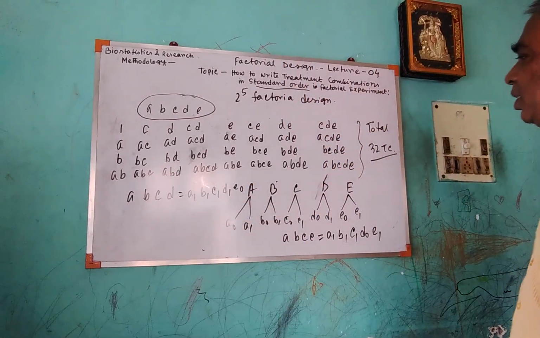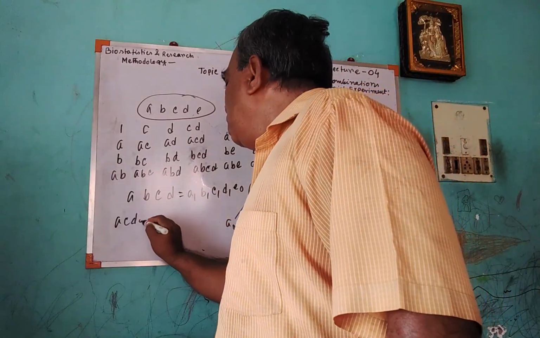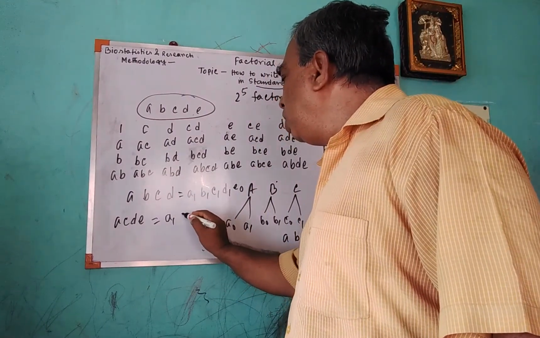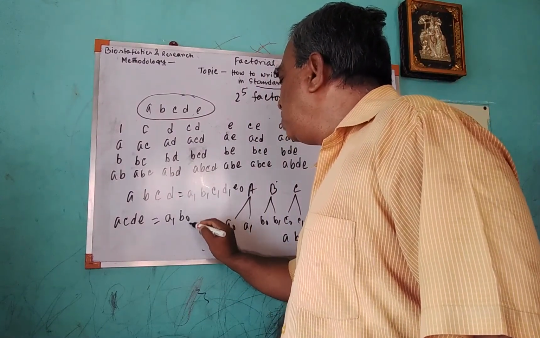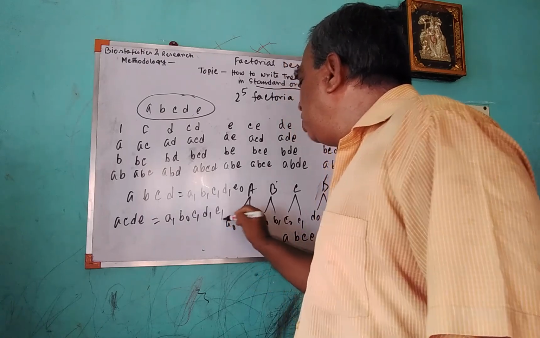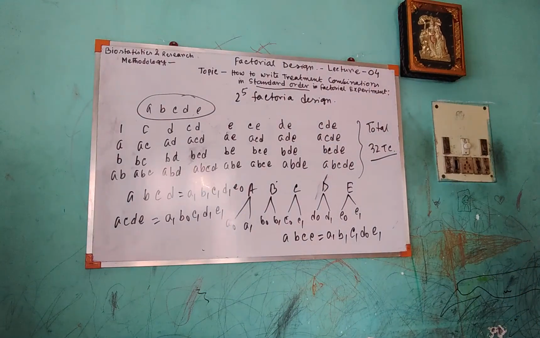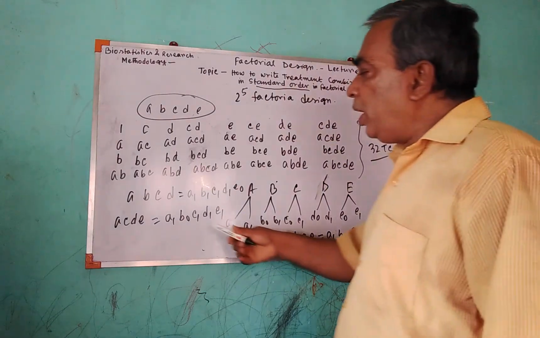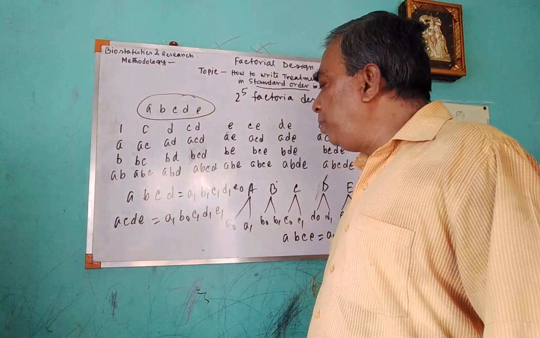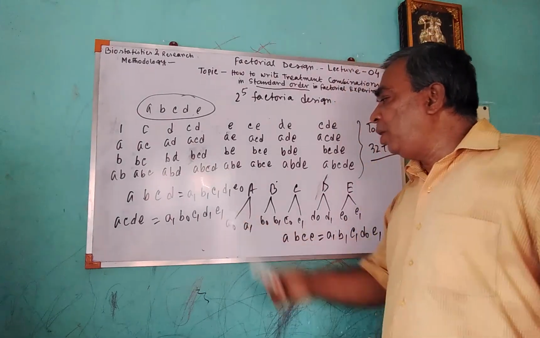What do you mean by ACDE? Suppose ACDE. That means A is present, so it is A1. B is not present. This is B0. C is present, this is C1, D is present, this is D1, E is present, that is E1. So this is ACDE. Okay, that means ACDE means we are applying higher level of A factor, lower level of B factor, higher level of C factor, higher level of D factor, higher level of E factor.